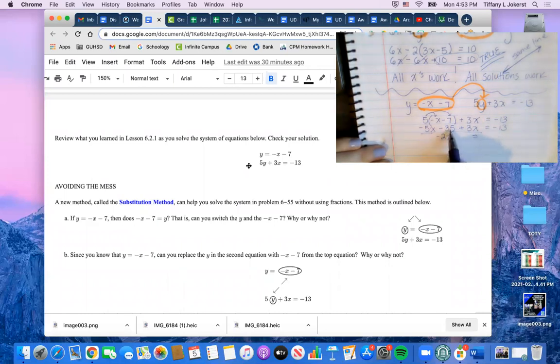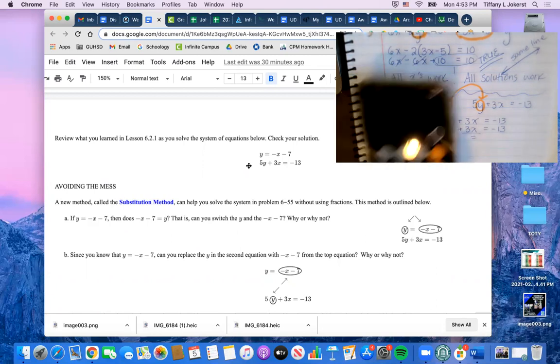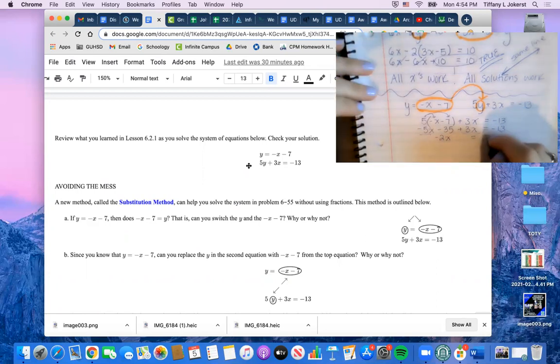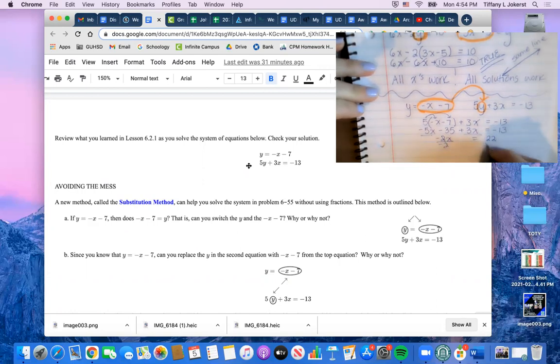I'm also going to add the 35 to the other side. So I'm going to take negative 13 and add 35. That's the same thing as 35 minus 13 to get 22. Right? 22. And now I'm going to divide by negative 2 on both sides. Negative 2. That means that x is equal to negative 11.